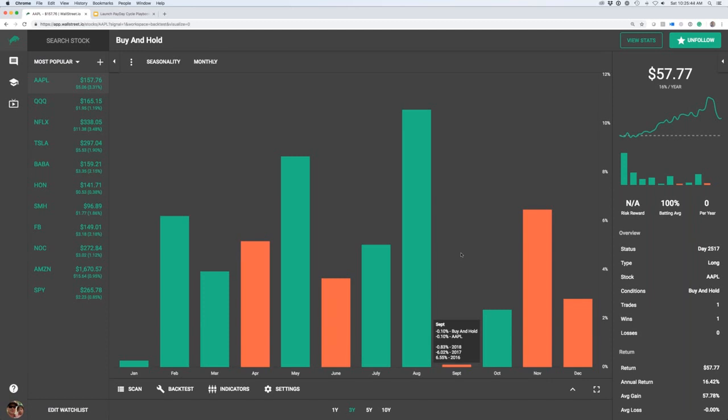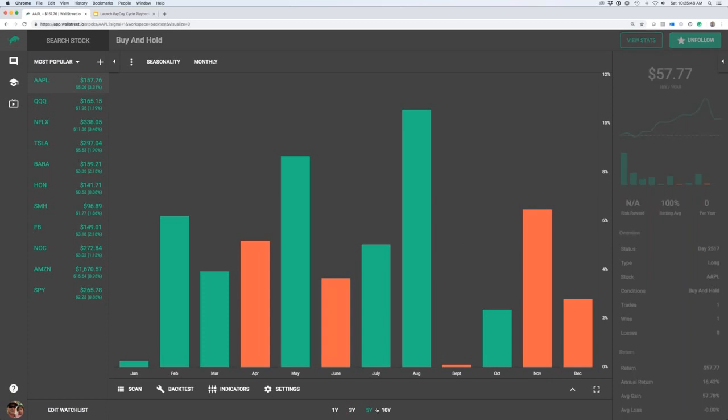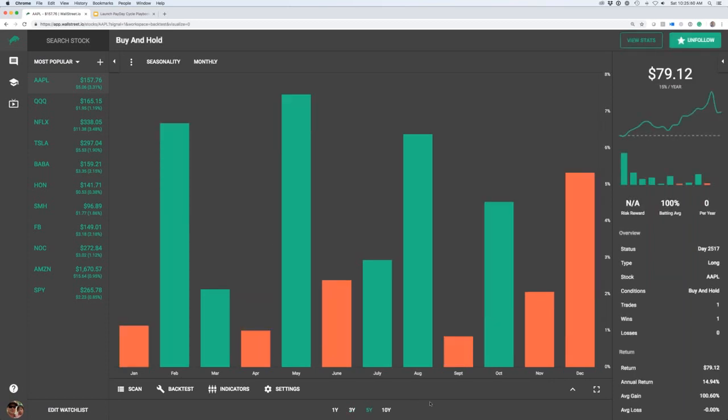Now, here's Apple over the last 3 years. Let's change this to 5 years, a little bit more time frame. You can see that we're coming into seasonally a pretty good month for the stock. Now, we need to have good earnings for this to happen again in February, but February, March is usually pretty good. May is also usually pretty good. July and August is usually good.